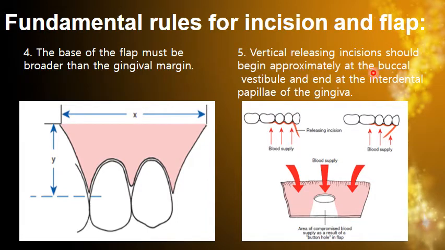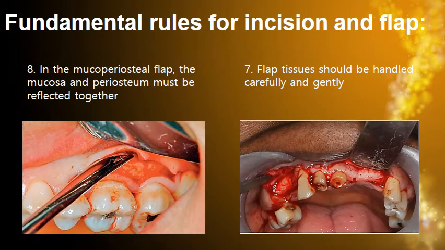Another one is that the vertical releasing incision should be approximately at the buccal. When I do the vertical releasing incision, I do it starting from the buccal vestibule and ending at the interdental papillae of the gingiva, not the other way around. Not to start with the gingiva and end in the buccal vestibule. I will start in the buccal vestibule and end in the interdental papilla.